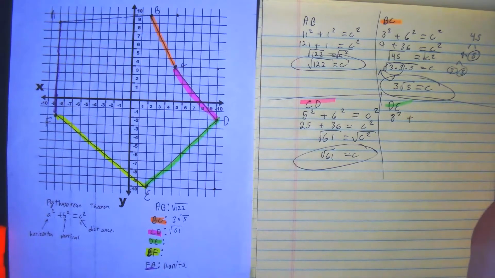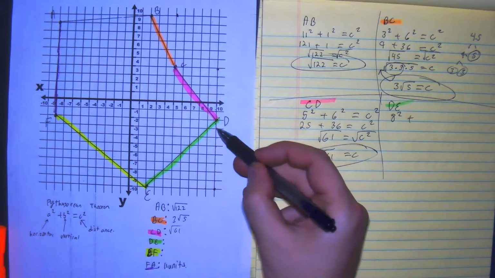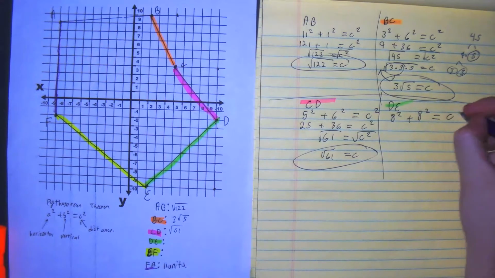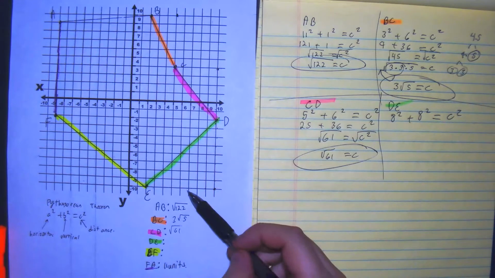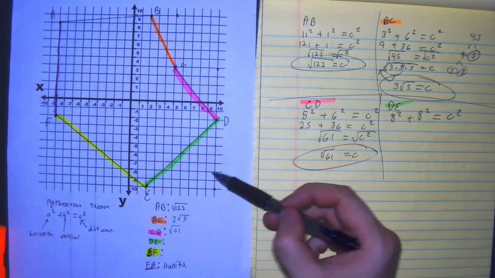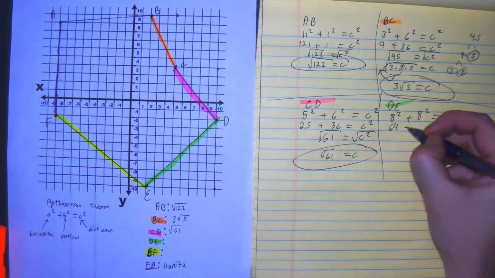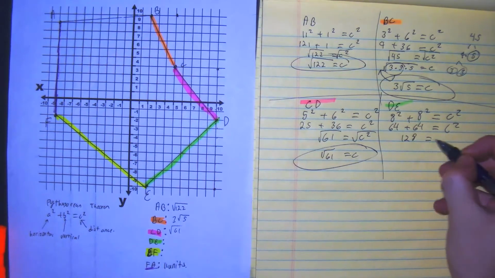Now we need to find the vertical distance. 0, 1, 2, 3, 4, 5, 6, 7, 8. So that's plus 8 squared. Oh, look at that. We get 64 plus 64 equals c squared. We get 128 is equal to c squared.